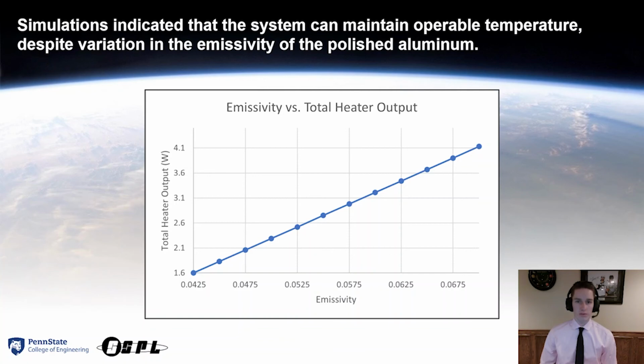As shown by the above graph, the required emissivity for the housing is directly proportional to the heater power needed to maintain operational temperatures. This means that with some variation in the emissivity of the polished aluminum, adjustments in heater power will successfully maintain operational temperatures.